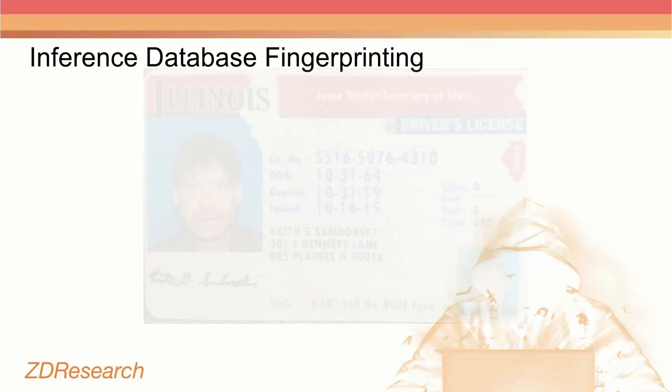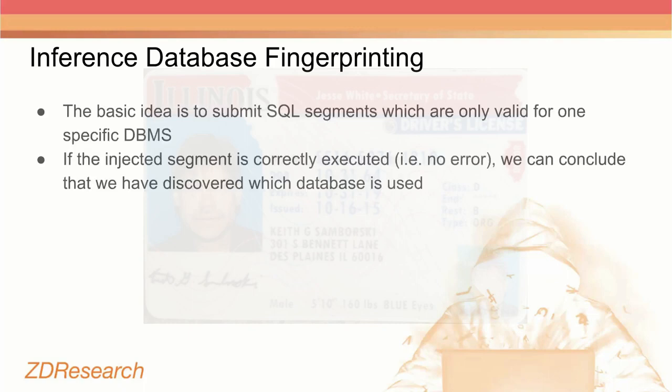And this method is focused on using these functions and these functionalities to figure out what sort of database exists in the server. So the basic idea is to submit SQL segments which are only valid for one specific database, and if the injected segment is working, then we can conclude that it's the database server that we are testing for. And if it fails, then we can try the other segments that are for other database servers.